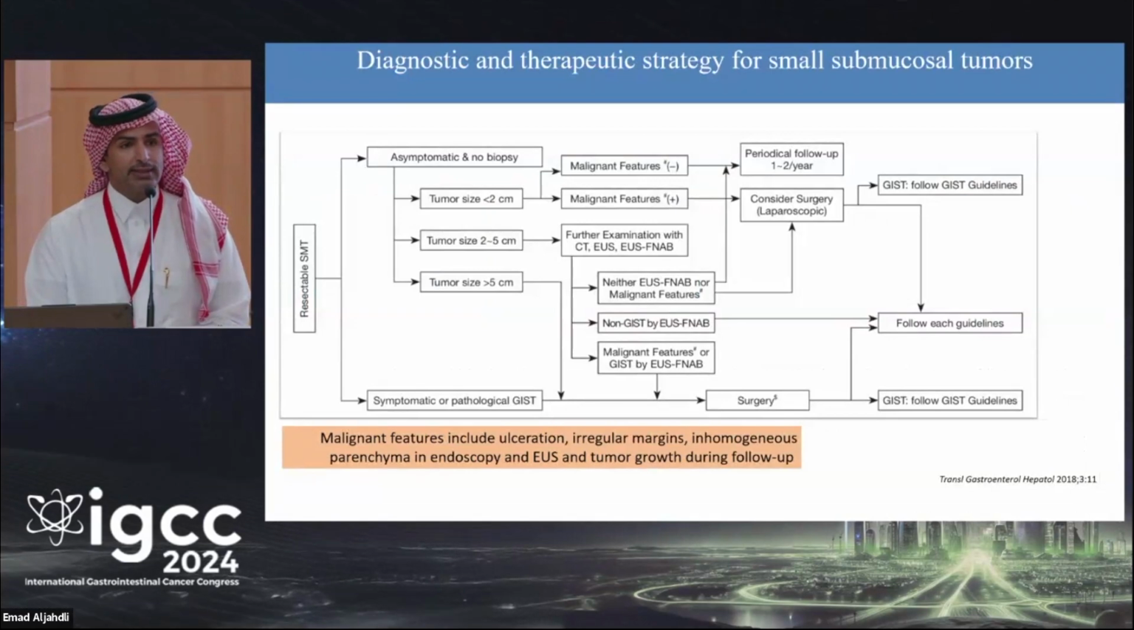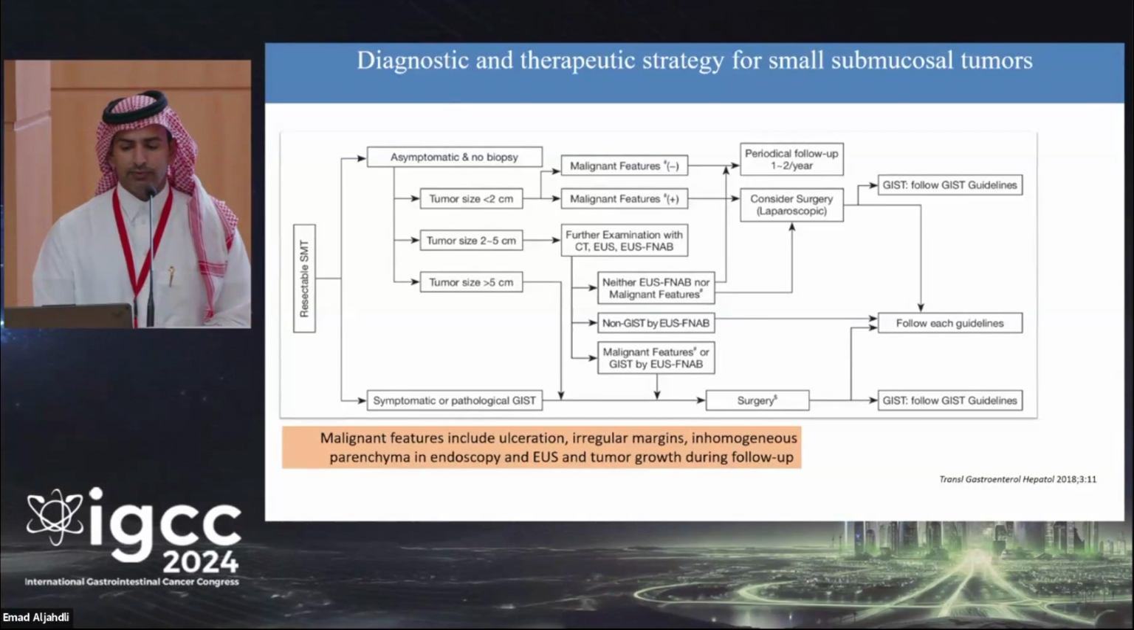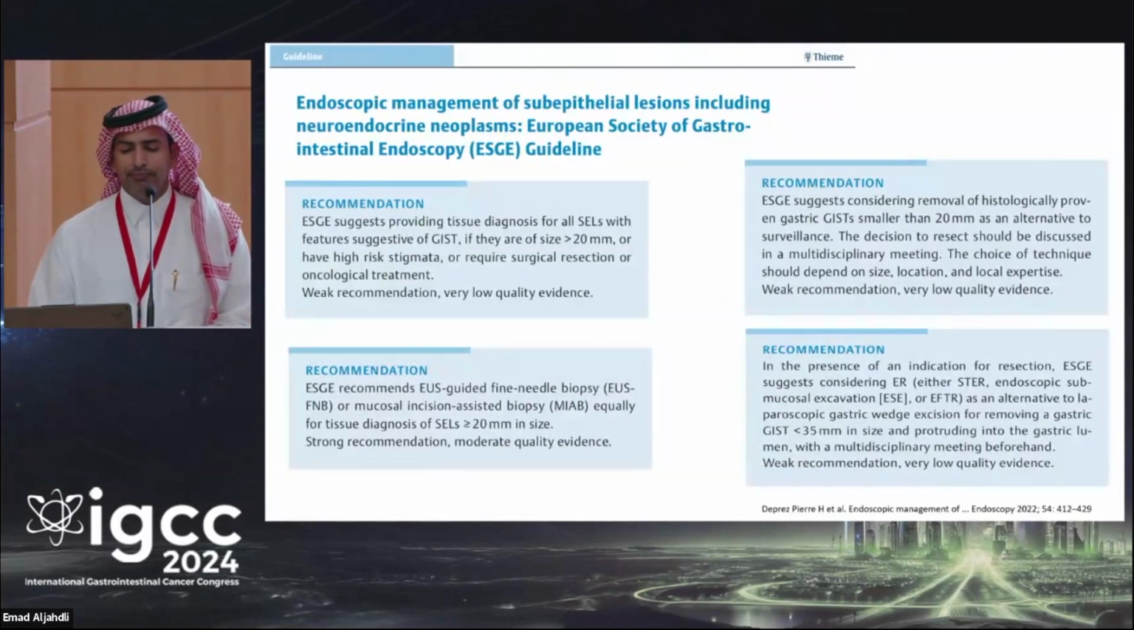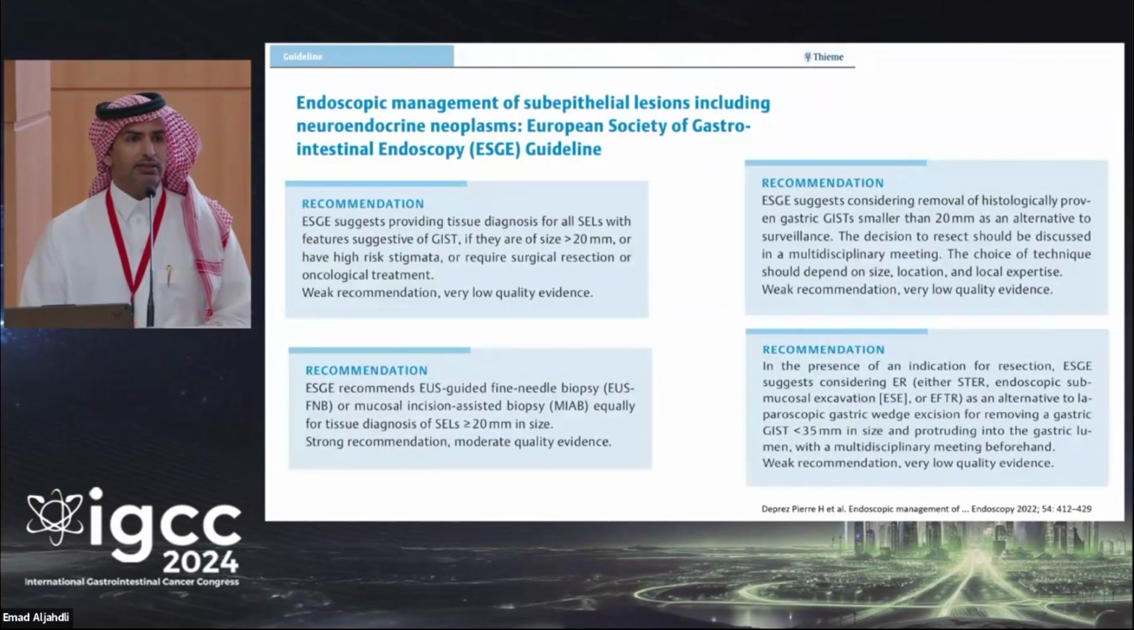Even if it's less than 2 centimeters, you have to look for malignant features, including ulceration, irregular margin, inhomogeneous appearance, necrosis, cystic changes, and foci. This is very important to decide on resection. I think this was discussed, but any submucosal lesion more than 2 centimeters has to be biopsied to decide if this is GIST or not.